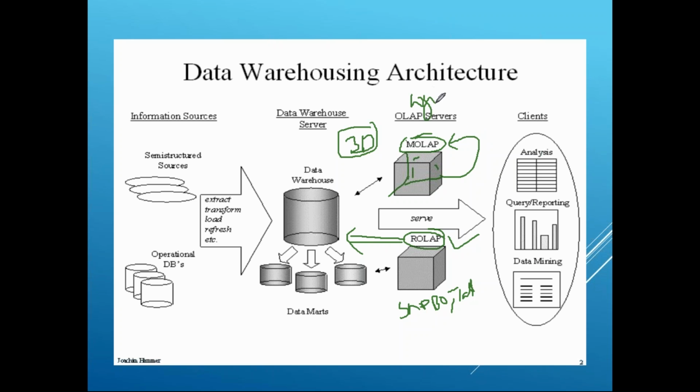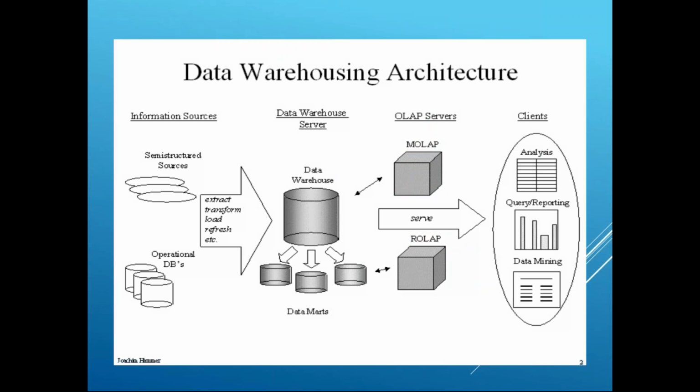For example, Cognos is a MOLAP tool. Hyperion is another MOLAP tool. So here you can store the data in the cube. From the cube, you can create the reports. So that is the multi-dimensional OLAP tool. So Cognos is a multi-dimensional OLAP tool as well as Hyperion. Okay, so different types of OLAP tools are present.